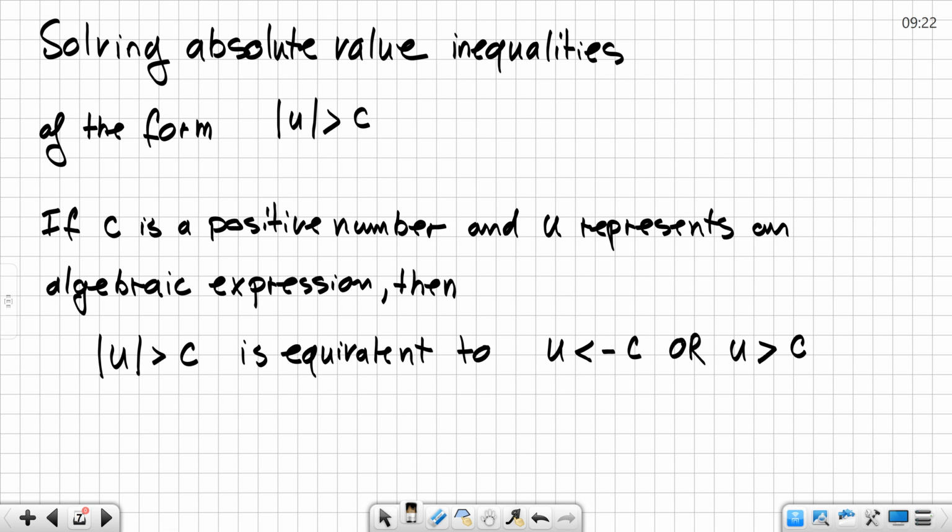Solving absolute value inequalities of the form: the absolute value of u is greater than c. So, if I'm trying to solve something like this, then if c is some positive number again, and u represents an algebraic expression, we have seen this before, then the absolute value of u is greater than c is equivalent, meaning it's the same as, u is smaller than negative c or u is greater than positive c.